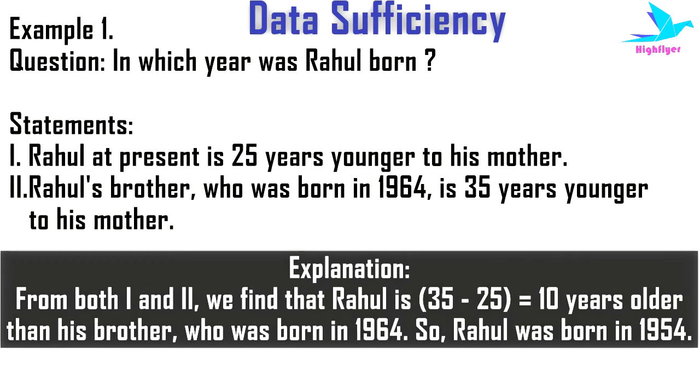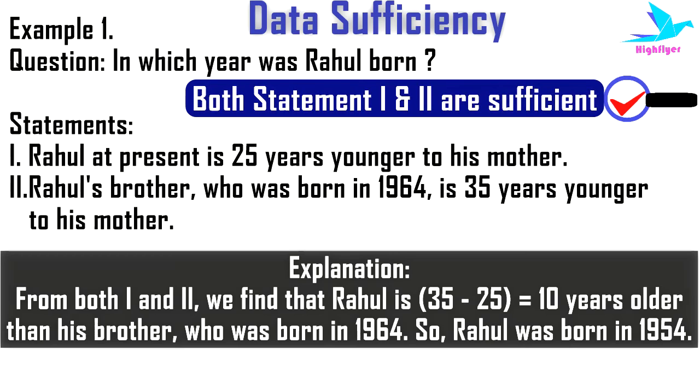Now in this case, we will need the information from both statement 1 and 2 to find the exact year of birth of Rahul. We'll first find the difference between the age of Rahul and his brother, that is 35 minus 25, that is equal to 10. Then, as we know the year of birth of Rahul's brother who is 10 years younger to him, we'll just subtract 10 years from the year of birth of Rahul's brother, which will give 1954 as the required year of birth. Hence here both 1 and 2 are sufficient.